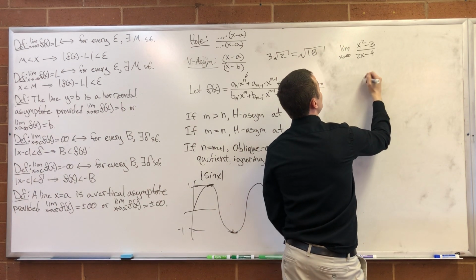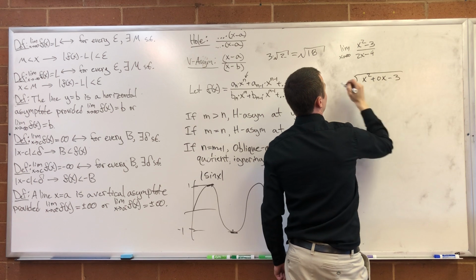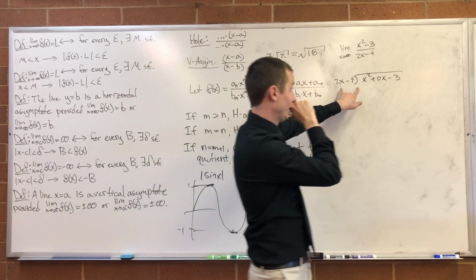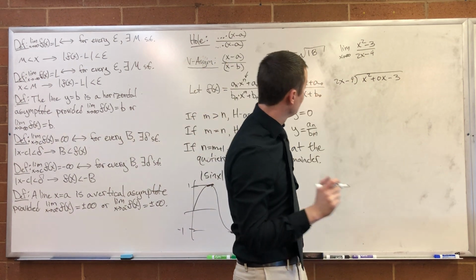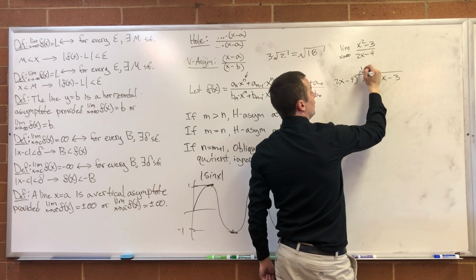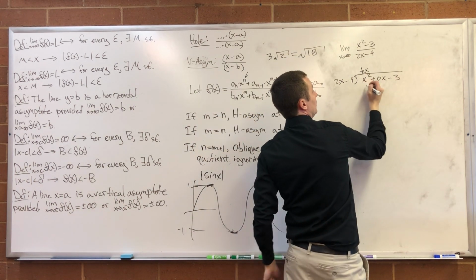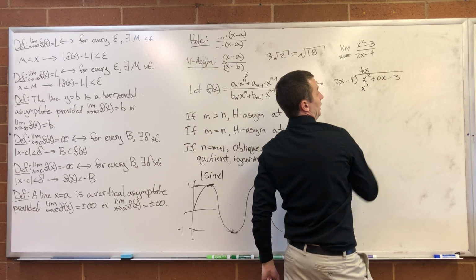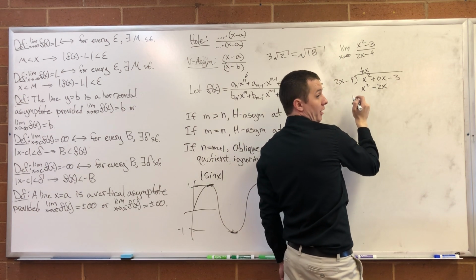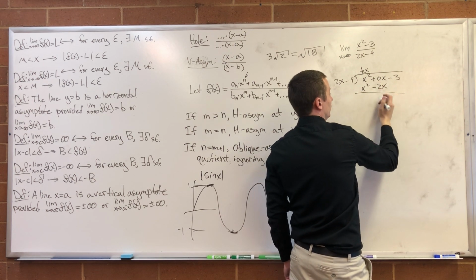So we want to take x squared plus 0x minus 3 and divide it by 2x minus 4. See how that's still the same thing? Just writing out this division. Okay, so how many times does 2x go into x squared? 1/2 x times. 1/2 x times 2x gives me x squared. 1/2 x times negative 4 gives me minus 2x. Okay? Now, subtract x squared minus x squared is 0. 0x minus negative 2x is 2x.